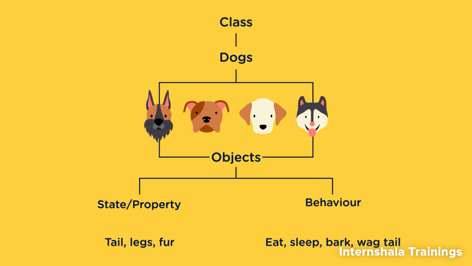Now if you see here, the state and behavior for all the objects of a class are common, right? Of course, they can be different in the sense that the color of the fur can be different for different objects, or the kind of food they eat can be different. But the fact that all these objects eat food and have fur will remain common.